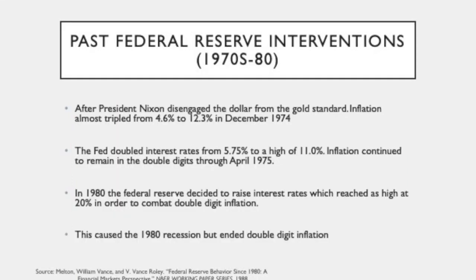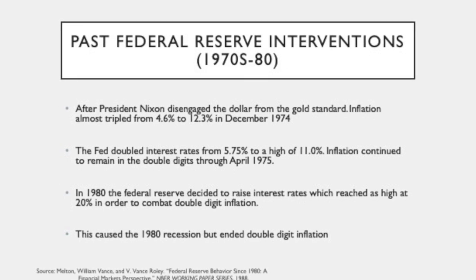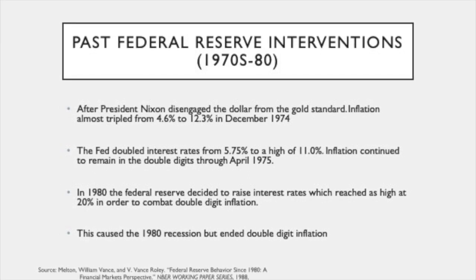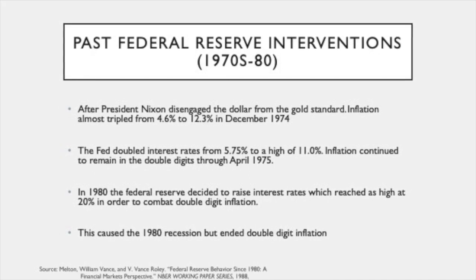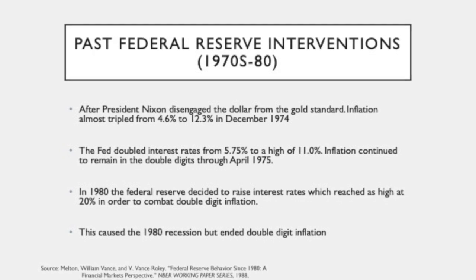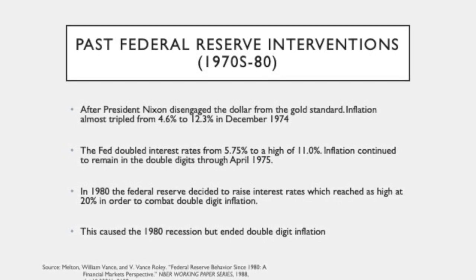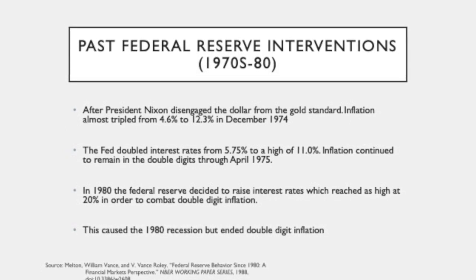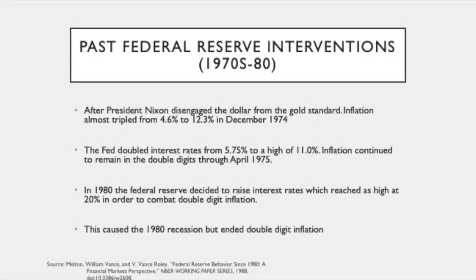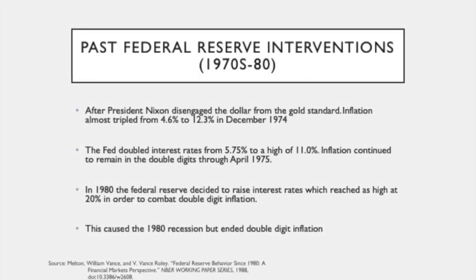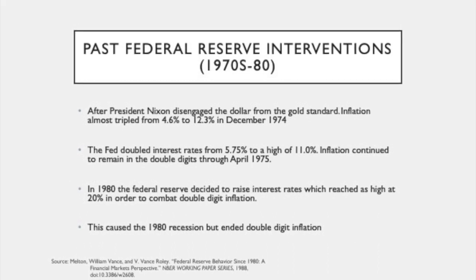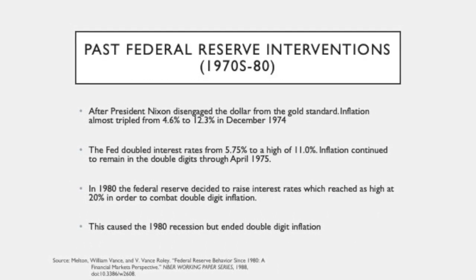So after looking at an interest rate cut in 2008, I wanted to see what an interest rate hike did to personal saving and consumption. So I looked in the Federal Reserve data and did some research online, and I saw that interest rates were very high around the late 1970s and 80s. And I found out that after President Nixon disengaged the dollar from the gold standard, inflation almost tripled from 4.6% to 12.3% in December of 1974.